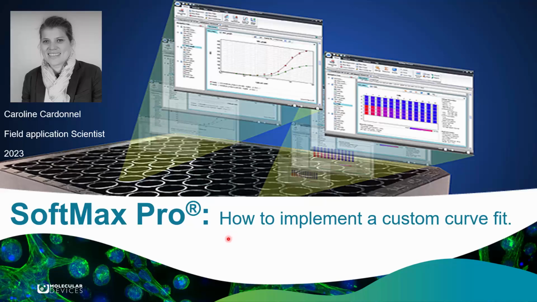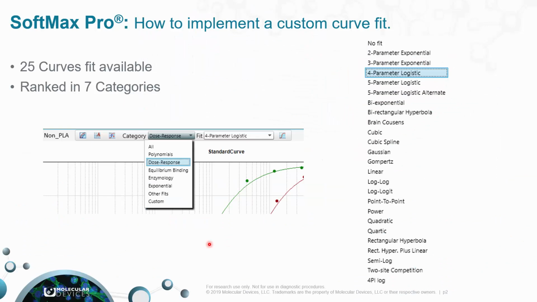I am a field application scientist for Molecular Devices, and in today's video I'm going to show you how to implement a custom curve fit in SoftMax Pro. First of all, in SoftMax Pro you have 25 curve fits available, displayed over here, including a point-to-point curve fit. Those 25 curve fits are ranked in 7 categories: polynomial, dose response, equilibrium binding, enzymology, exponential, other curve fits, or custom.